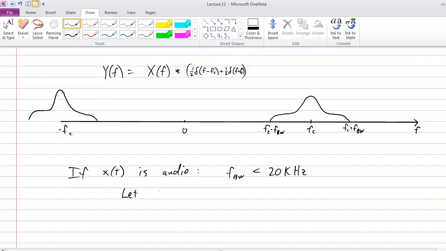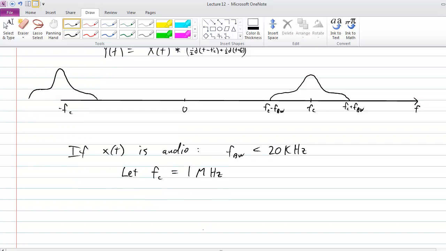Let fc equal, in fact, I'm not going to do 100 megahertz because that's the FM broadcasting range, but I want to talk about amplitude modulation, AM. So let's just say it's 1 megahertz. Then what you get is a picture that looks like this, where it's very narrow around your carrier frequency, right?